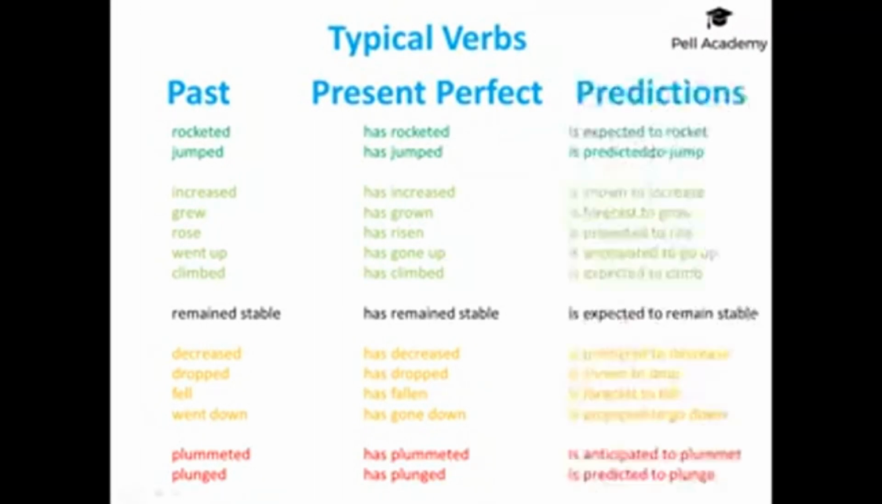So for that purpose, we have other little phrases that we can use. I have 6 here: is expected to, is predicted to, is shown to, is forecast to, is projected to, and is anticipated to. With those 6, you can use those interchangeably.